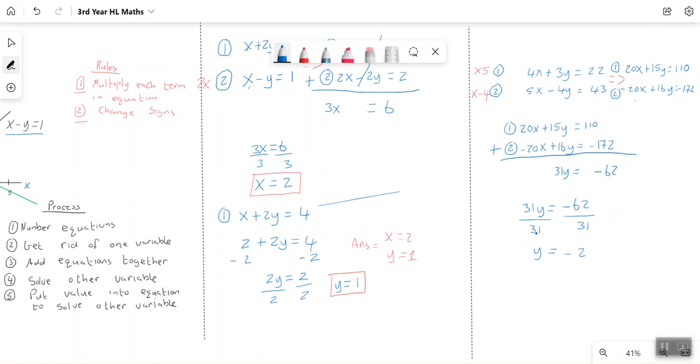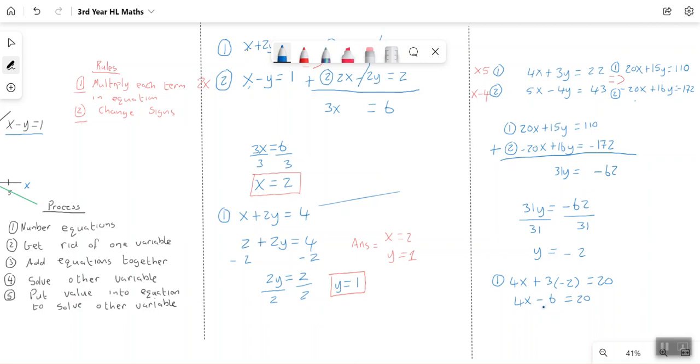Okay, so now that we've solved the value of y, we can take this value of y and put it into one of the original equations. So we can take equation 1 up here and we can substitute in the y value. So it's going to be 4x plus 3y, so it's going to be 3 times the value of y, which is minus 2, is equal to 22. And now we can solve for x. So it's going to be 4x minus 6 is equal to 22.